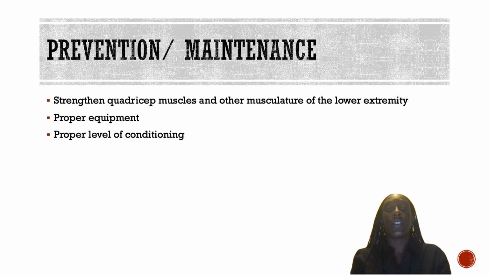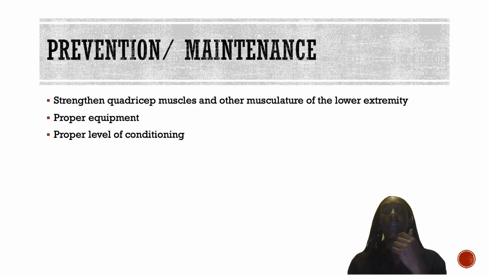Prevention, definitely want to strengthen the quadricep muscles and other musculature of the lower extremity, just because sometimes, especially I know football players that are truly dominant on one leg over the other. You kind of want to make sure they're both equally balanced. You want to make sure you have good strength in your hamstrings and your quads, and your ankle even. It's just one chain that you want to make sure is properly strengthened so that you're not predisposing yourself to injuries.